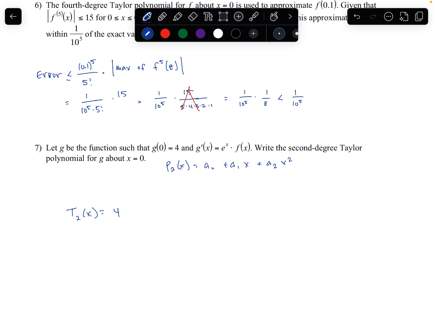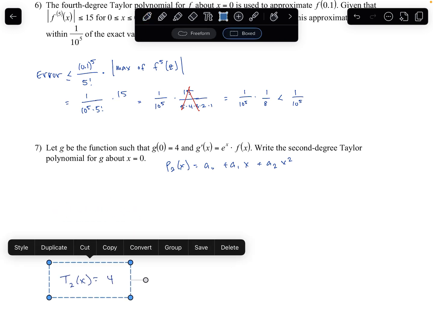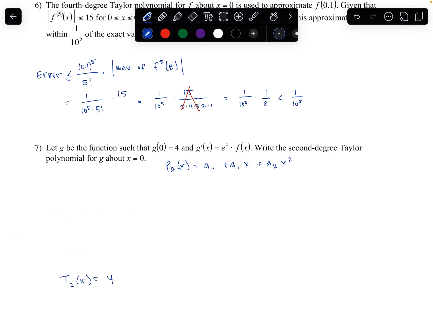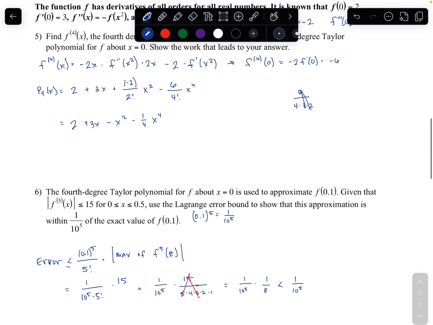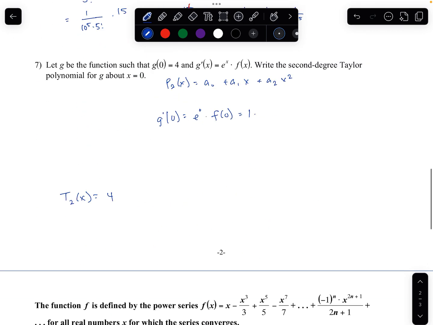I'm going to give myself some space, actually, because I'm going to do some work above that. Now I need to find the first coefficient. The first coefficient is going to be the first derivative at 0 divided by 1 factorial. So g prime of 0 is equal to e to the 0 times f of 0. That's going to be equal to 1 times 2. So it's going to be equal to 2, so it's going to be plus 2x.